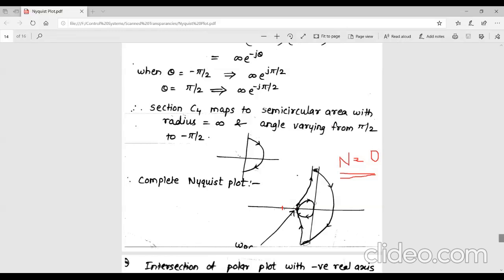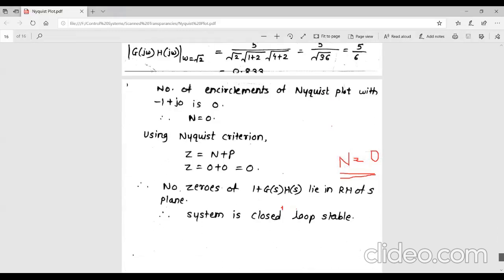So we'll just read the last comment of the solved problem. Yeah. So number of encirclements of Nyquist plot with minus 1 plus J0 is 0, and therefore n is equal to 0. By substituting in this equation, we can get z is equal to 0, zeros of 1 plus GSHS if we consider, okay? Number of zeros of 1 plus GSHS lie in right half of S plane are equal to 0. So the system is closed loop stable. Here we analyze the closed loop stability by Nyquist criteria.